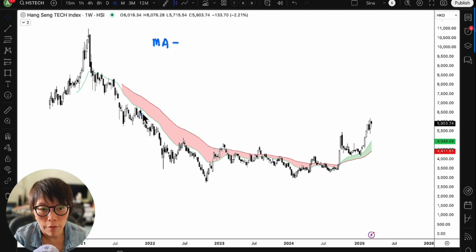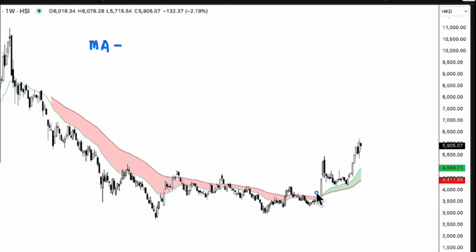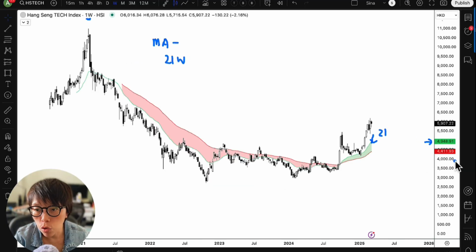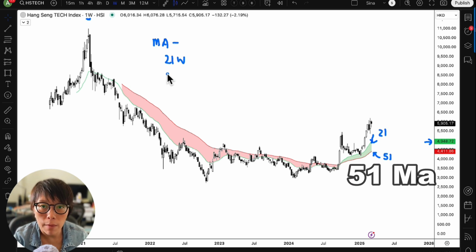For example, I have this green line here, and it's showing 4,948 right now. This is a 21 MA, because right now I'm putting it into a weekly chart, so this is a 21-week moving average. The other line, the red line here, is a 55 period moving average, and likewise, on a weekly chart, this is a 55-week moving average.